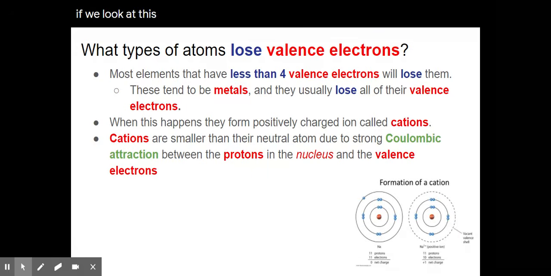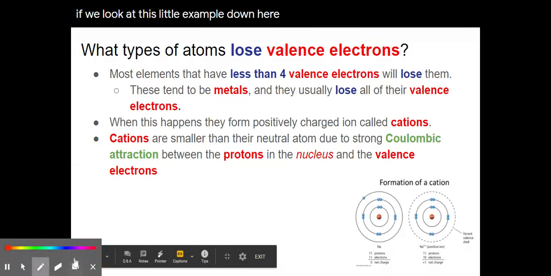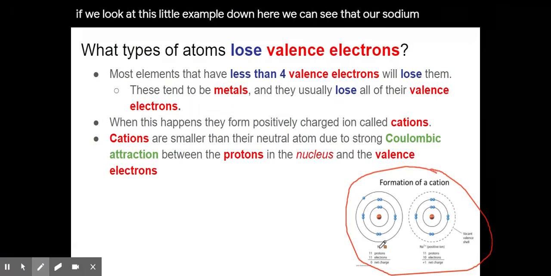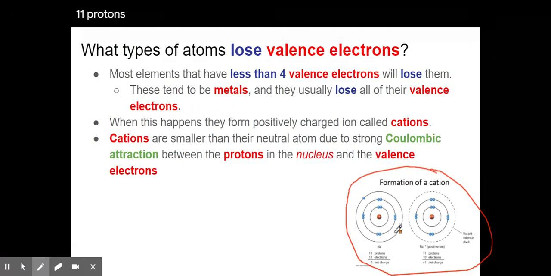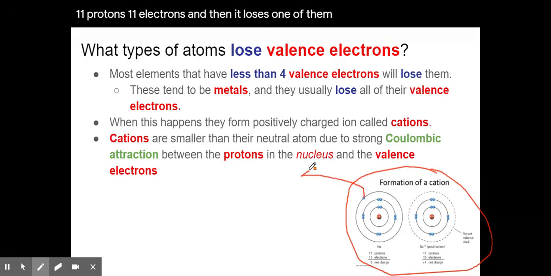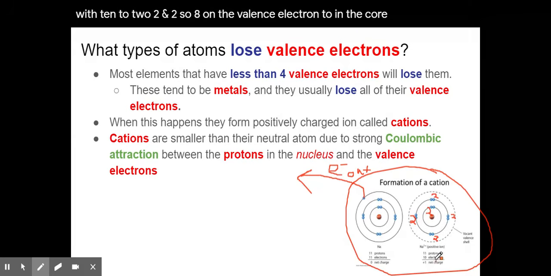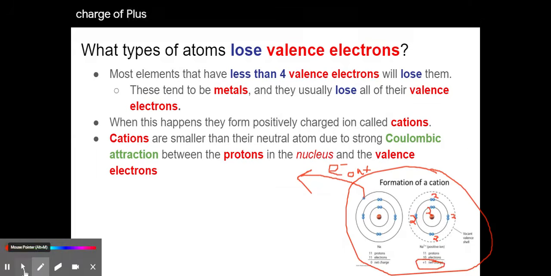If we look at this little example down here, we can see that our sodium starts with 11 protons, 11 electrons, and then it loses one of them. So that electron is gone, leaving it with 10. So we've got 2, 8 on the valence electron, 2 on the core. There's the charge of +1.